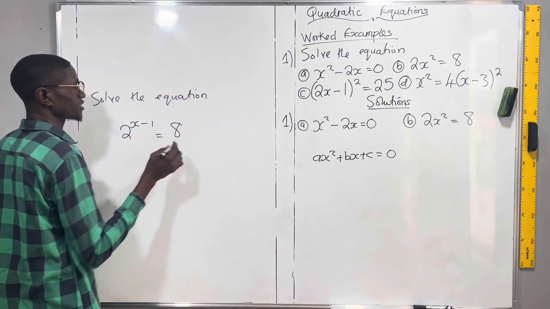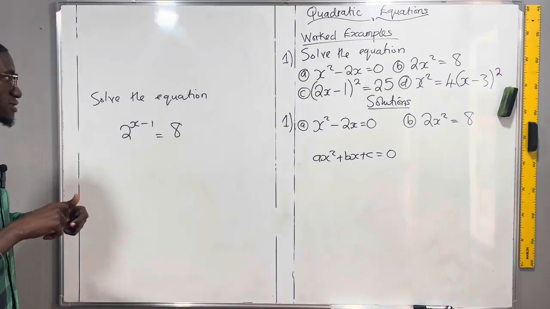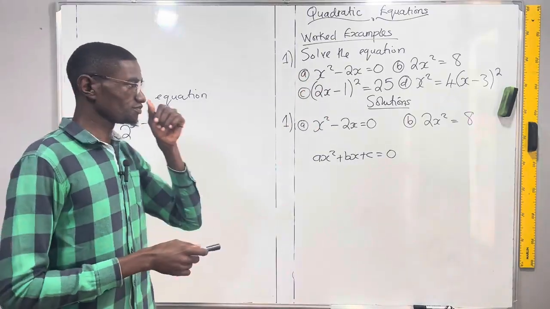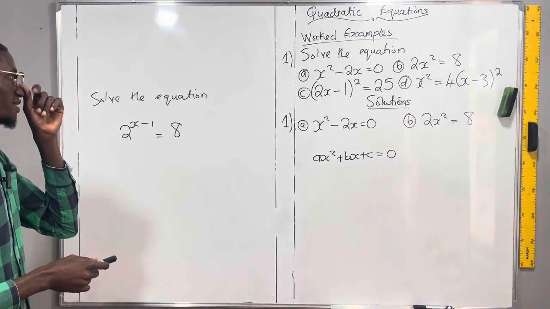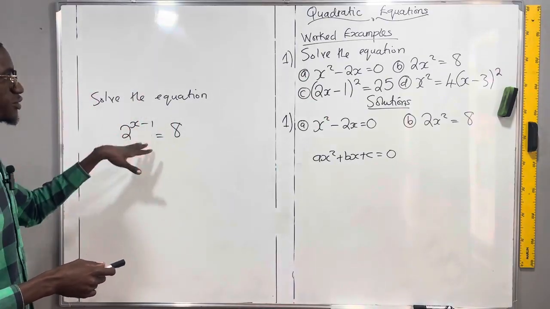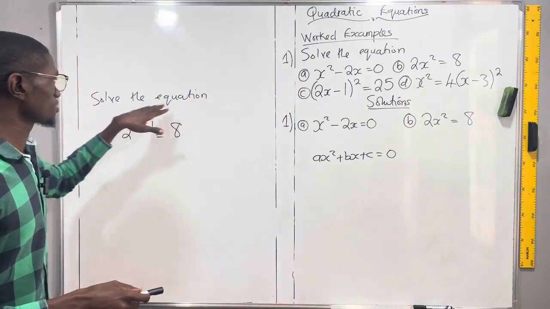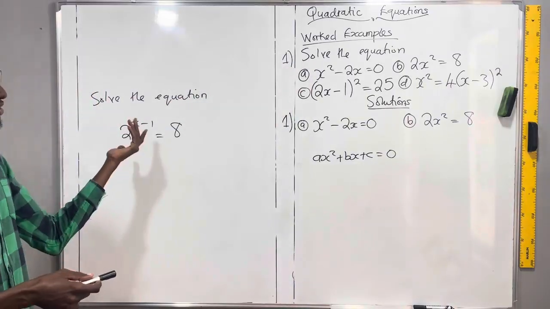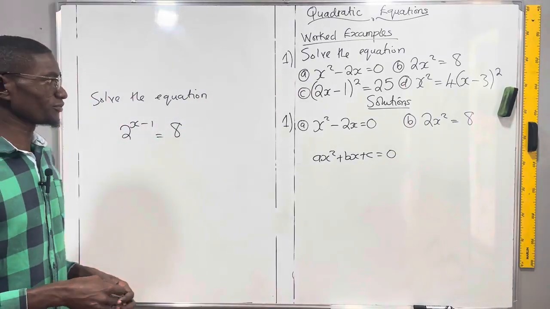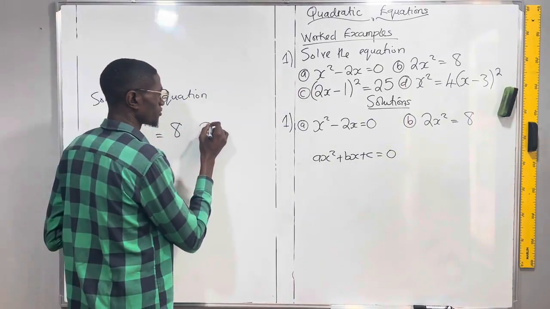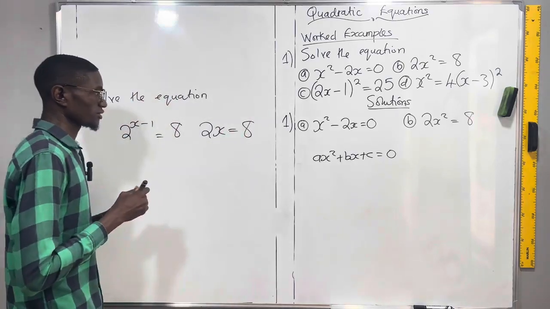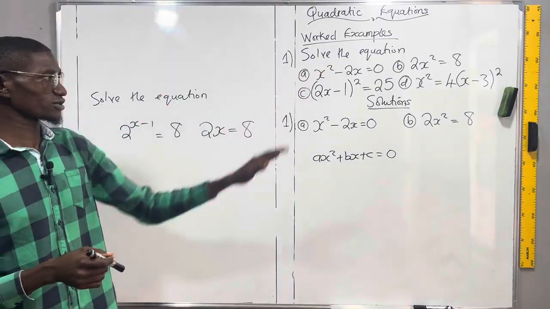Last year, I had a student who had challenges differentiating an indicial equation and a quadratic equation. The easiest way you can differentiate between these two, because they'll be phrased the same way, says solve the equation, and they're a bit similar. There's an x somewhere, there's also an x somewhere. This is also an example of an indicial equation, and this one is very similar to those.